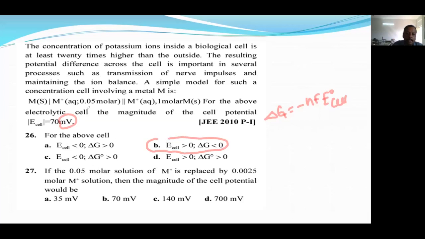Now only one change here. 0.05 molar is replaced with 0.0025. So there won't be a change in the millivolt. It will remain as a millivolt and directly you can do it. See, concentration is reduced to half. Understood? Then voltage will become double. How much will it be? Earlier it was 70 in this question, so it will be 140 millivolt. Need not do anything.